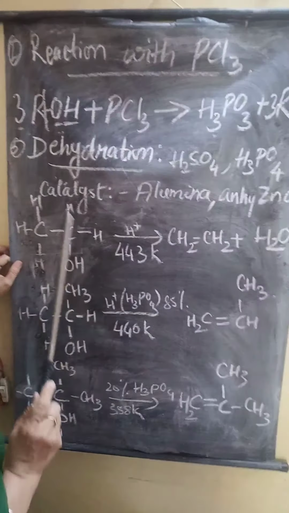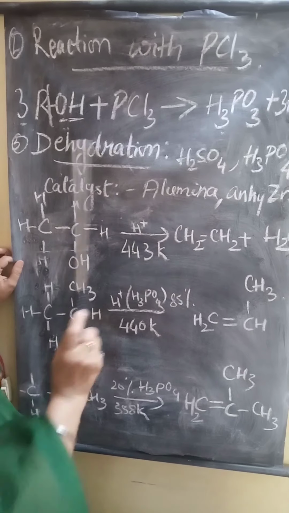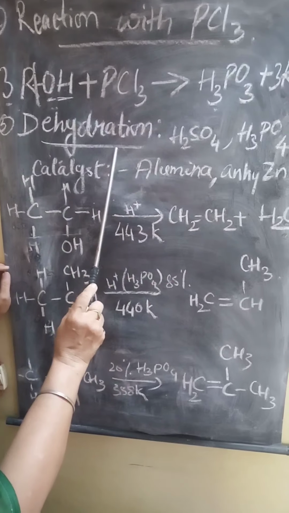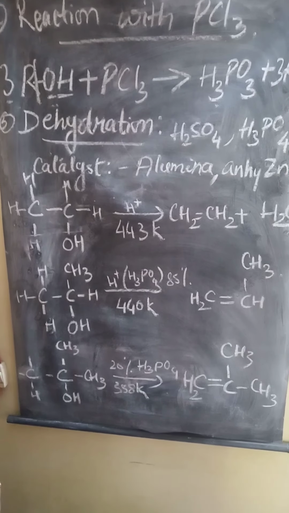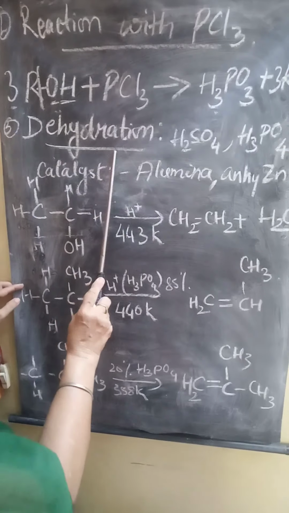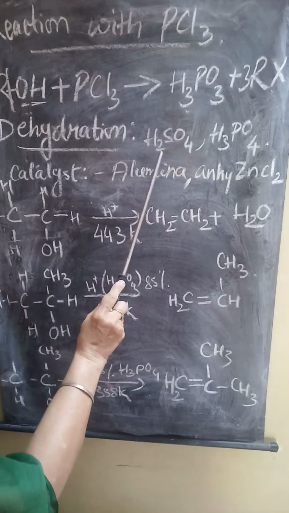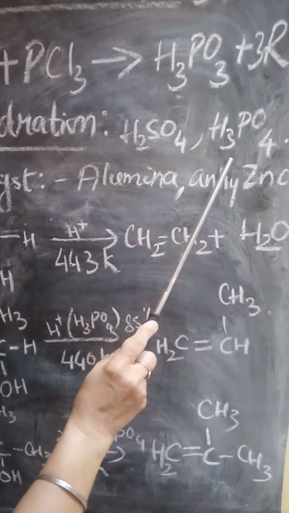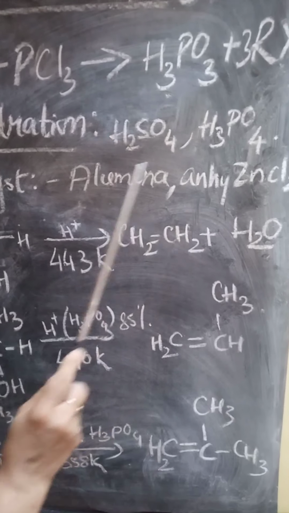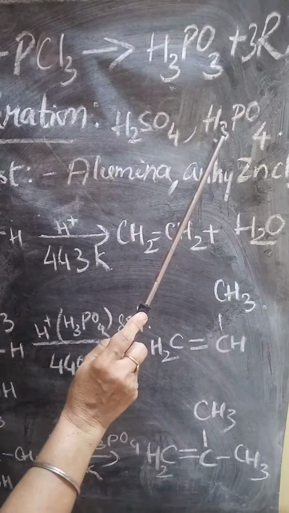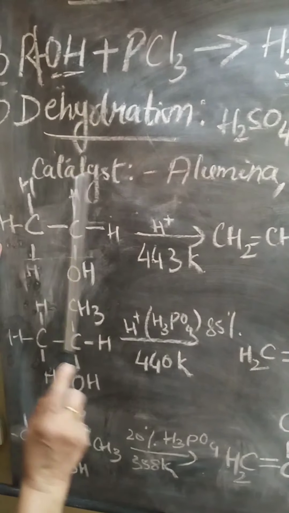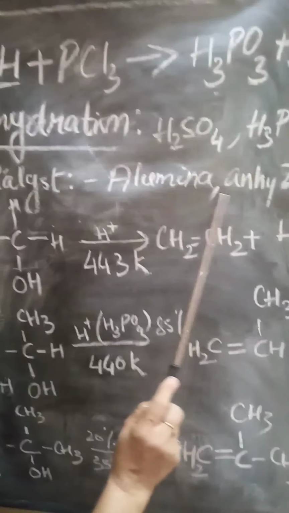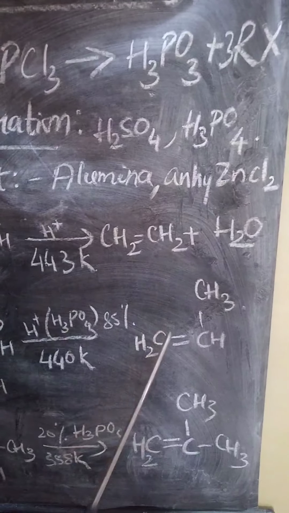Now the next very important reaction is the dehydration reaction. As you know, children, what is dehydration? From the word itself, it indicates removal of water. This dehydration reaction takes place strongly with the help of concentrated sulfuric acid, and also with phosphoric acid. In this reaction, some catalysts are also used to increase the speed of the reaction: alumina and anhydrous zinc chloride. These two catalysts are used during the course of the reaction.